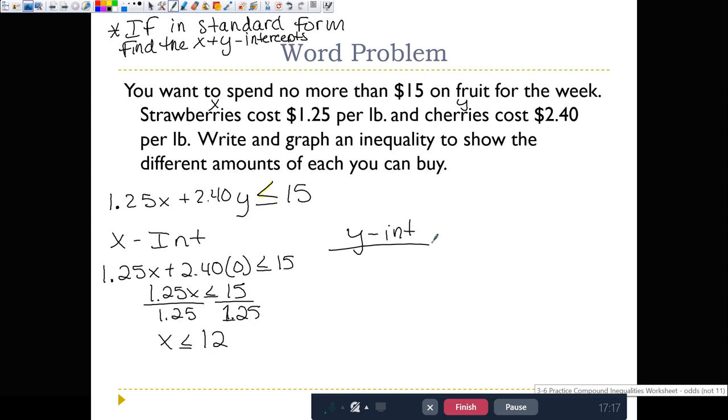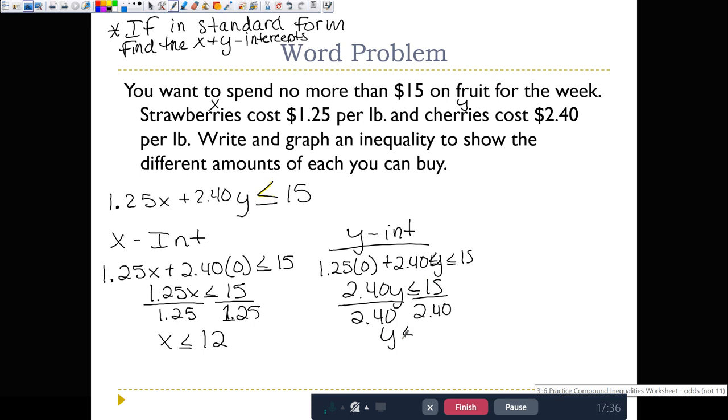I'm going to do the same thing, but finding my y-intercept now. So I'm going to do 1.25 times 0 for my x, plus 2.40y, which is less than or equal to 15. So 2.40y is less than or equal to 15. Divide by 2.40. And y is less than or equal to 6.25. All right. So am I going to have any negative values? Am I going to have a negative amount of strawberries or negative amount of cherries? No, because if I wasn't buying any, it'd be 0. And that's what we just found as our zeros.